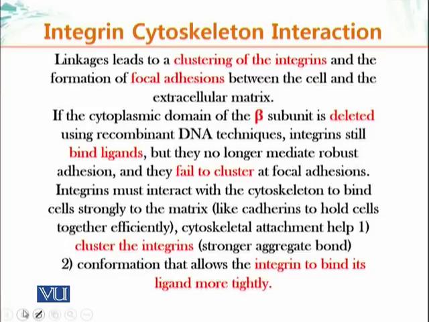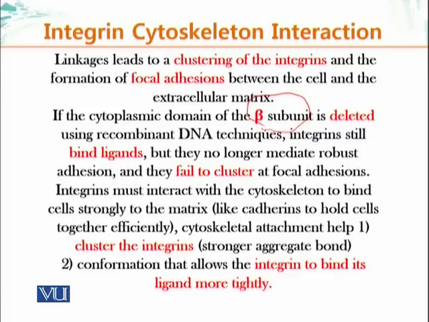If the cytoplasmic domain of the beta subunit is deleted using, for example, recombinant DNA techniques, the integrins still bind the ligand, but they no longer mediate robust adhesion, and they fail to cluster at focal adhesions. I've mentioned this previously too. The cytoplasmic domain of the beta subunit plays a very important role in recruiting some of these anchor proteins, and those anchor proteins can make the functioning of the integrin molecule more robust.